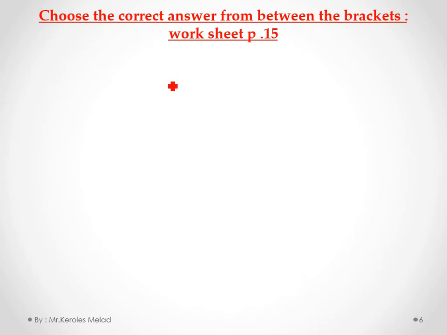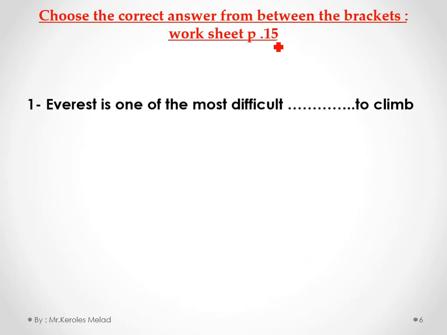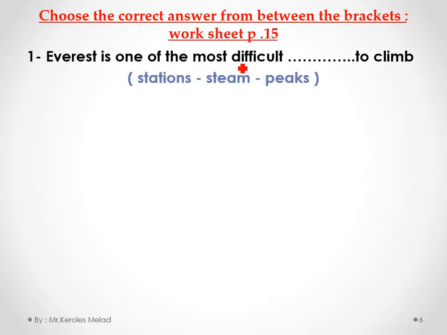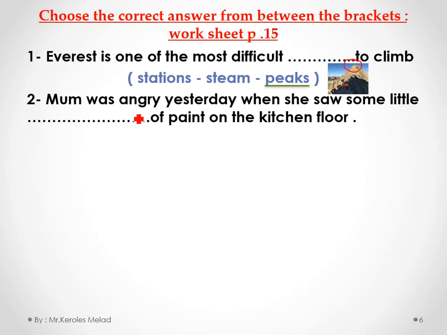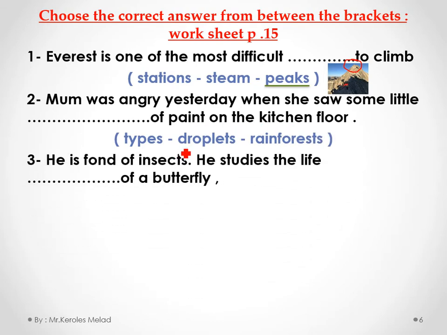Let's have some exercise. Choose the correct answer from between the brackets, worksheet page 15. Number 1. Everest is one of the most difficult peaks to climb. Peaks. Good job. Number 2. Mom was angry yesterday when she saw some little droplets of paint on the kitchen floor. It will be droplets.